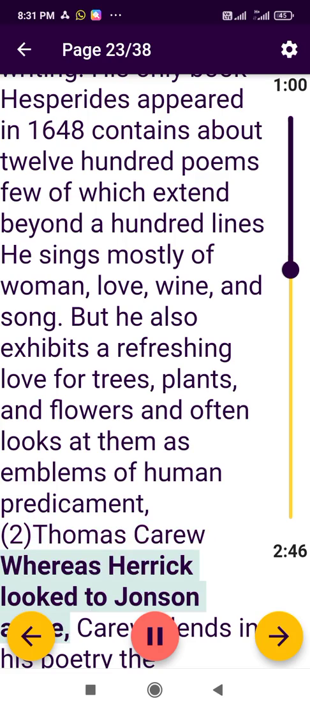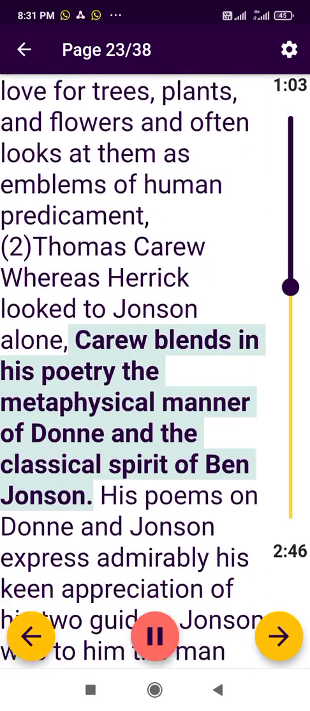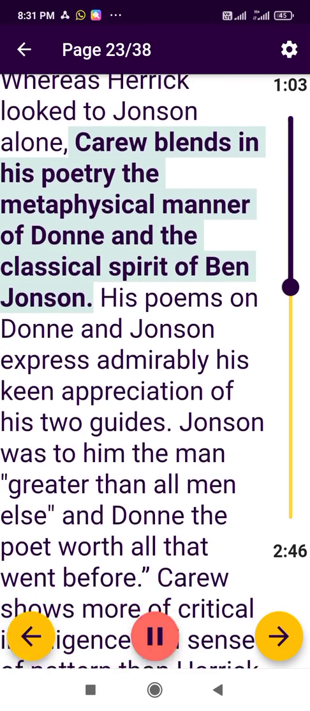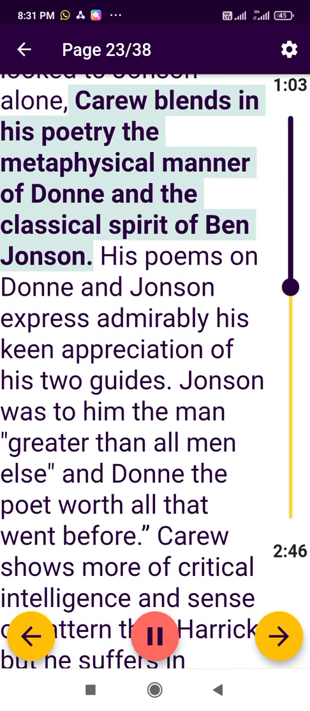2. Thomas Carew. Whereas Herrick looked to Jonson alone, Carew blends in his poetry the metaphysical manner of Donne, and the classical spirit of Ben Jonson.